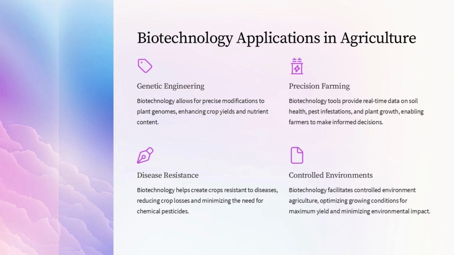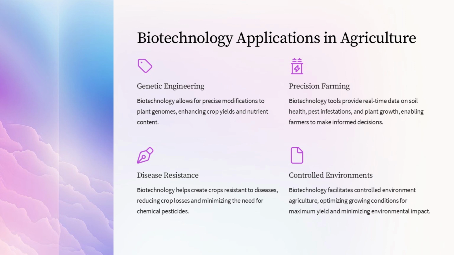Biotechnology has revolutionized agriculture, enabling us to enhance crop yields, nutrient content, and disease resistance. Genetic engineering allows for precise modifications to plant genomes, unlocking new possibilities for improving agricultural productivity. Precision farming tools powered by biotechnology provide real-time data on soil health, pest infestations, and plant growth, empowering farmers to make informed, data-driven decisions.